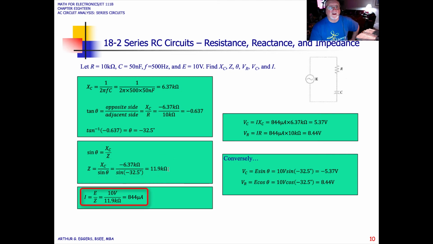Okay, they want us to solve for the total current I. We know the source, 10 volts. We know Z now, 11.9 k ohms. So the total current is 844 microamps.